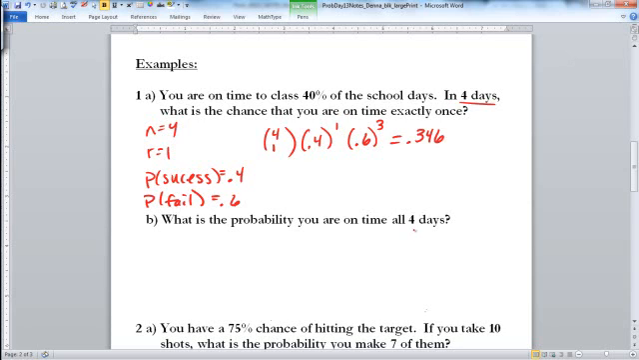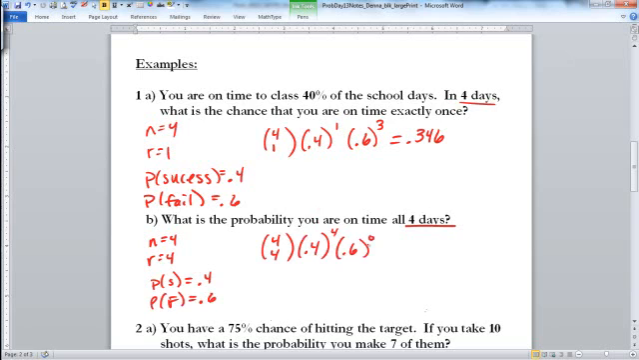Now the probability that you are on time all 4 days, well here our n is still equal to 4. The difference is that now r is equal to 4. The probability of a success is still 0.4, and the probability of a failure is still 0.6. So I would say 4 choose 4 times, we're going to have 0.4 to the 4th power, and then 0.6 to the 0th power. And this would give us 0.026.